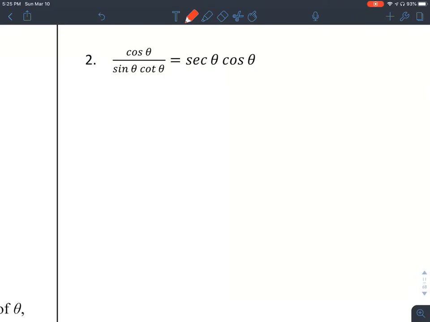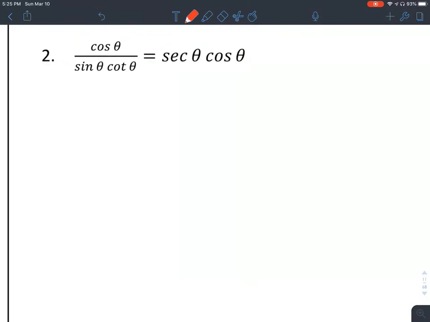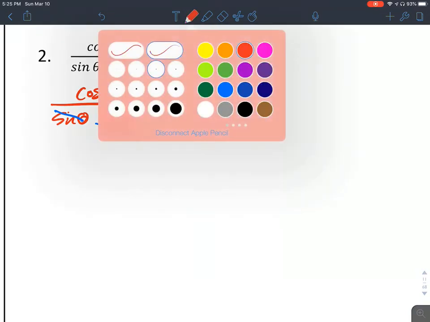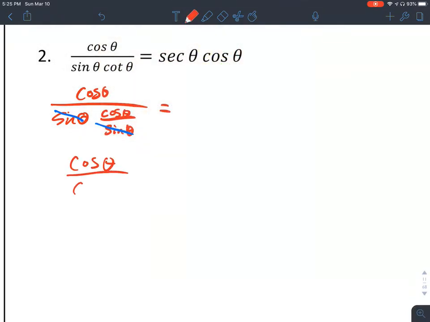Number 2, I'm going to start with the left side because it's more complicated. I think starting with the more complicated side is the wise choice because it can be simplified a lot. I'm going to change this to be in terms of sine and cosine. That works for a lot of problems. Cotangent is the same as cosine over sine. Oh, check this out. Sine divided by sine cancels. Now we have cosine of theta over cosine of theta. Oh, that's equal to 1. Anything divided by itself is 1.